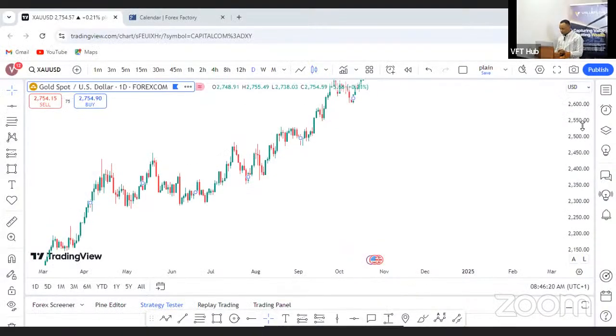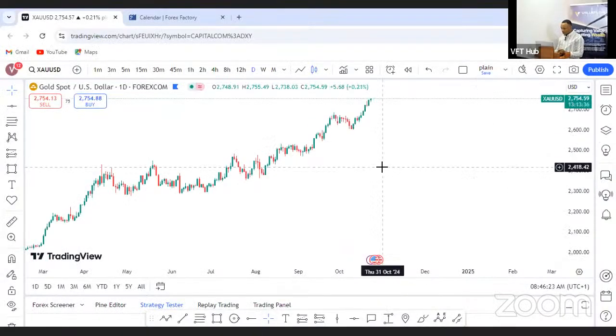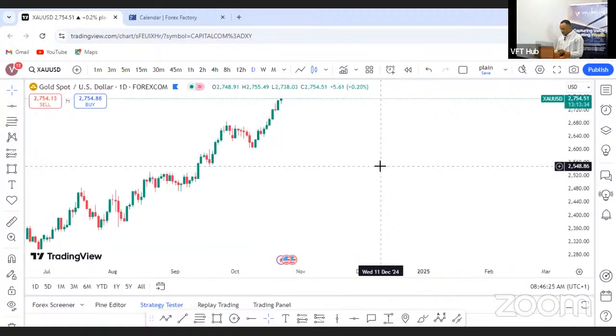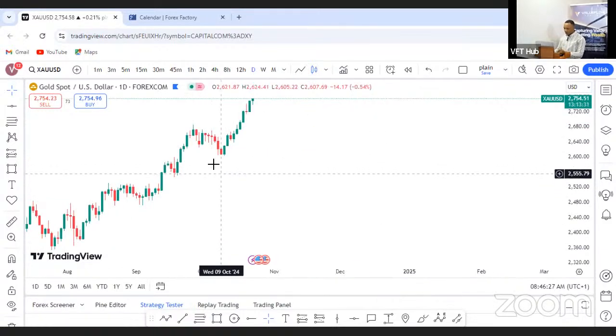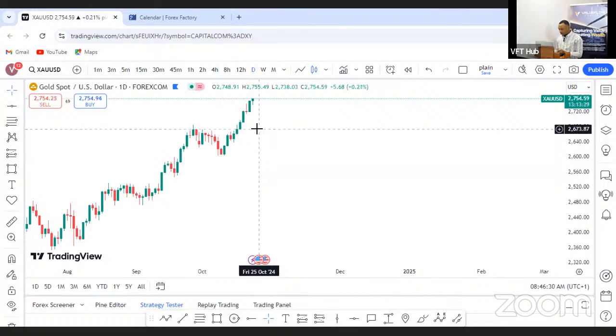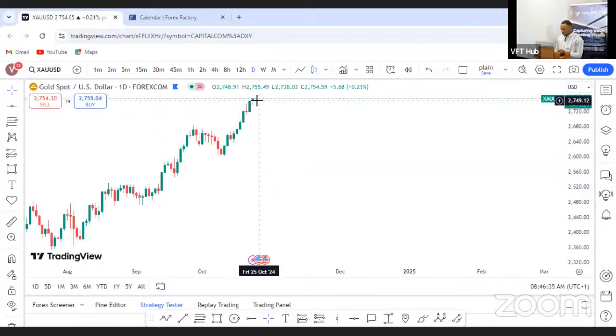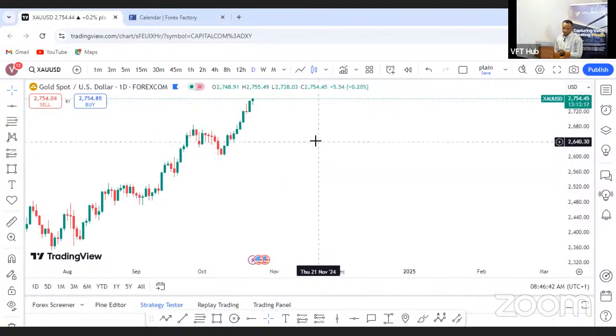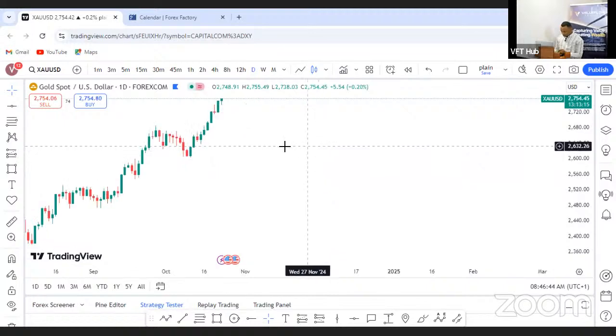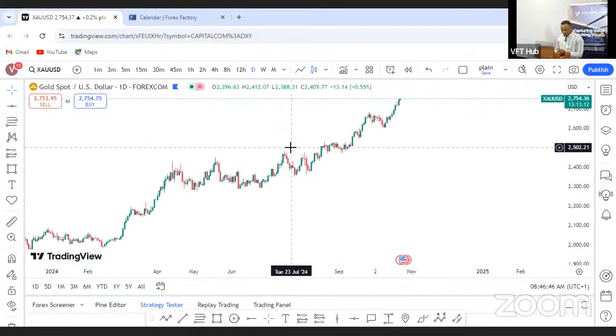Okay, so let's start with gold against the dollar. Now, very interestingly, we made an analysis some couple of days ago that we would be looking to see gold trade all the way to 2,750 price points. And just as at the close of yesterday into the open of today, price has done just that. We are currently at 2,754.